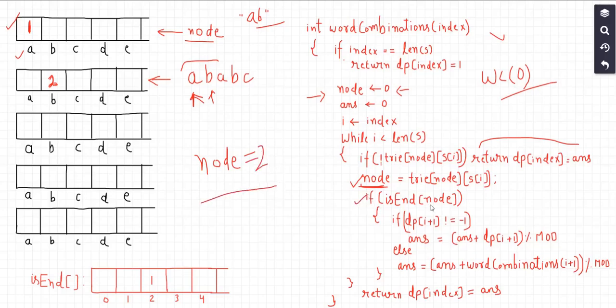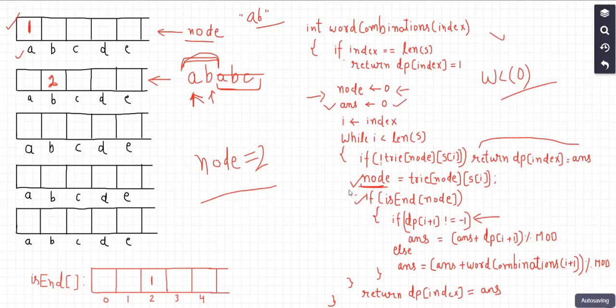And here I am checking if this node is marked 1 in the isEnd array. Yes, it is marked. That means AB is present. Okay, AB is present, and I have to find the number of ways to construct the remaining string. And in that, in this line, that's what I'm checking. If the result for this substring is already computed, then I return that result. I add that result in my answer. Otherwise, I call the function for that index and add the answer in my final answer.